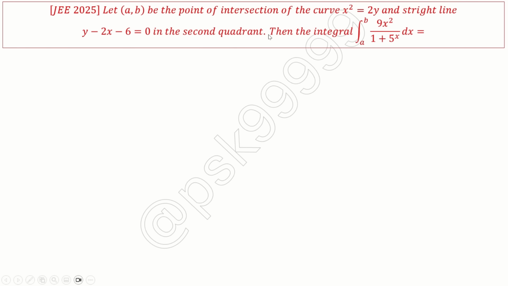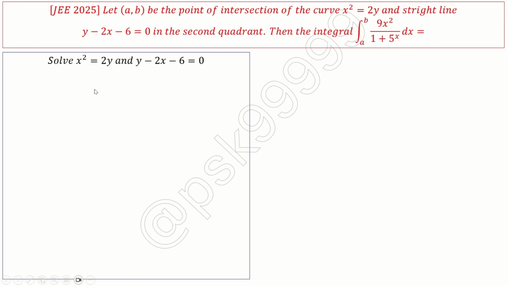So why I said this is important is when you solve these two equations, you actually get 2 points. So you have to decide which one you have to take, right? The intersection is very simple. If you solve the curve equation and the straight line, you get 2 points basically. So x square equal to 2y and y minus 2x minus 6 equal to 0.